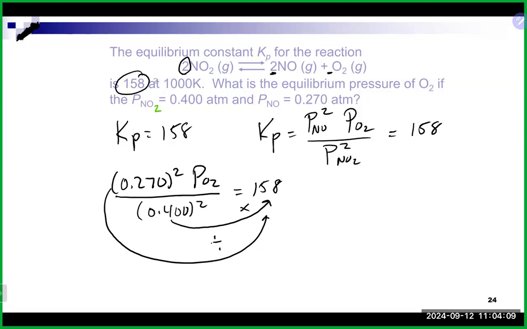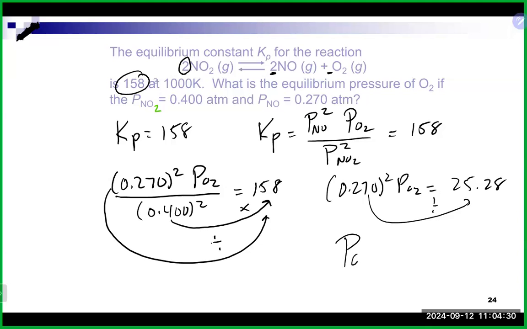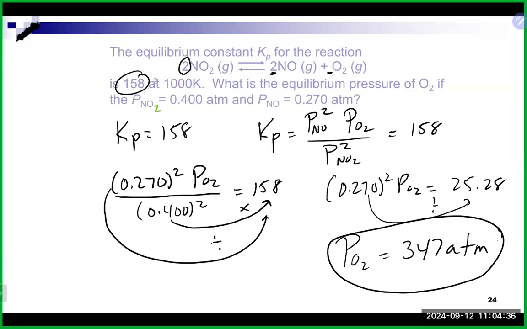We're then going to divide it. By the way, that gets us something like 25.28. Again, we're going to divide this guy now to that side. We'll divide by 0.27 squared. Going to get us a partial pressure of O2 of about 347. This will need units since it's a pressure, right? So we'll have the same units as everybody else, which is atmospheres in this particular case.